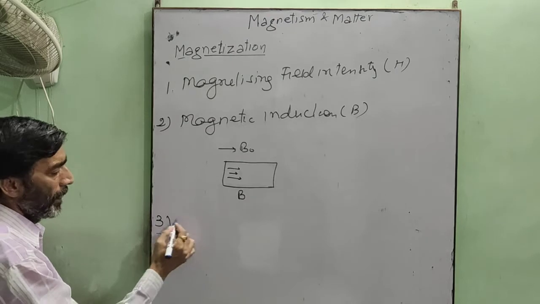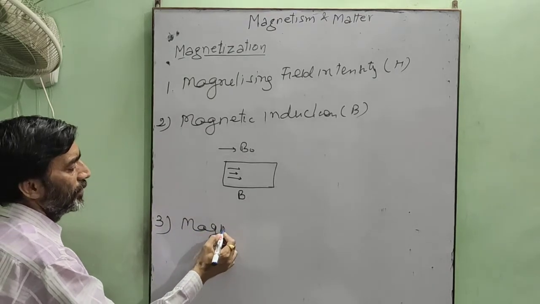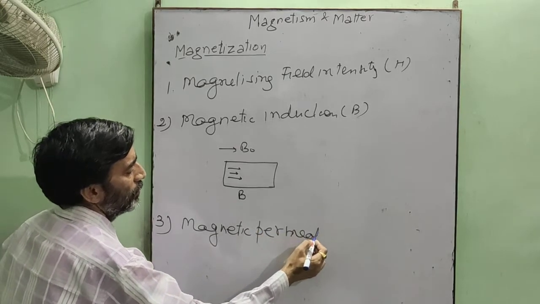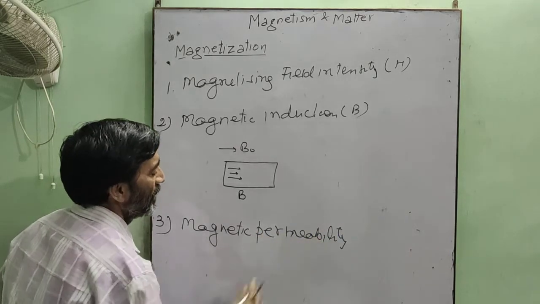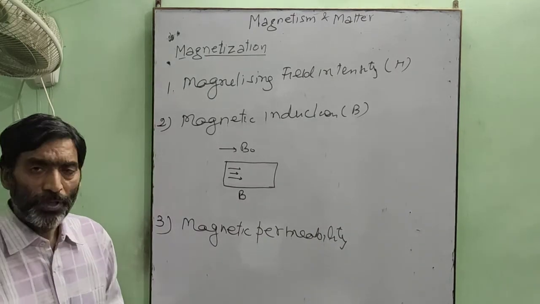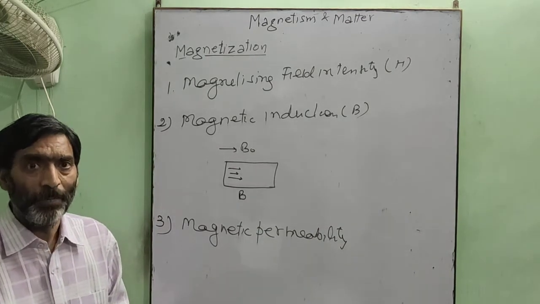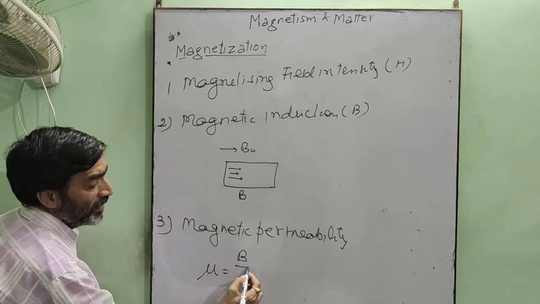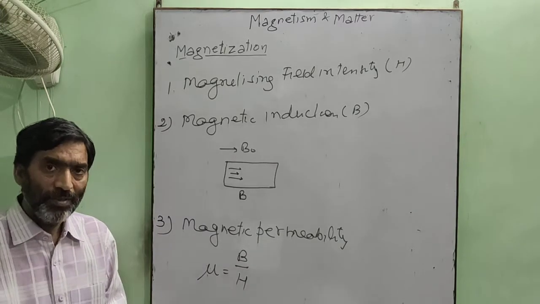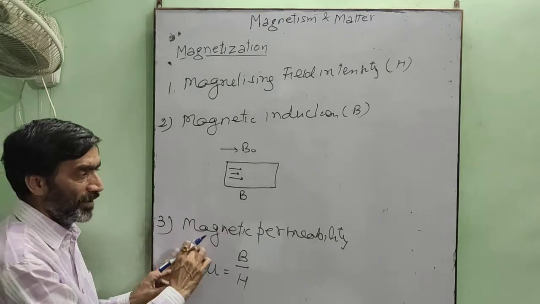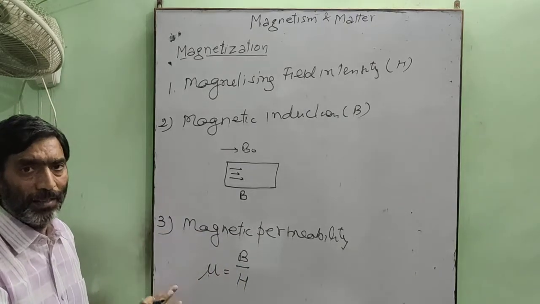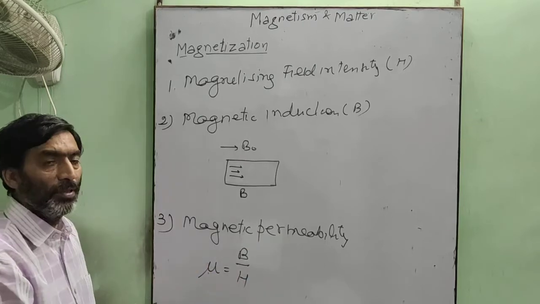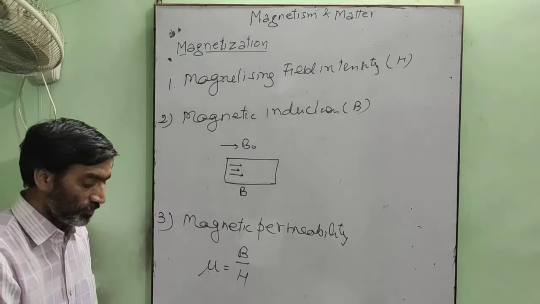Number 3, magnetic permeability. As you know, magnetic permeability is the property of the substance or the medium, we can say iron, and it is defined as the ratio of magnetic induction to magnetizing field. So the magnetic permeability of the medium or the iron is defined as the ratio of magnetic induction to magnetizing field: mu is equal to B by H.